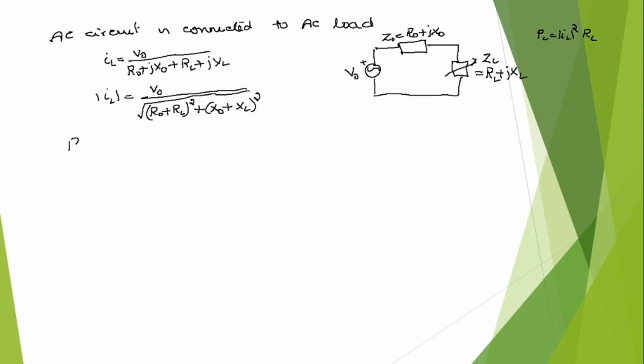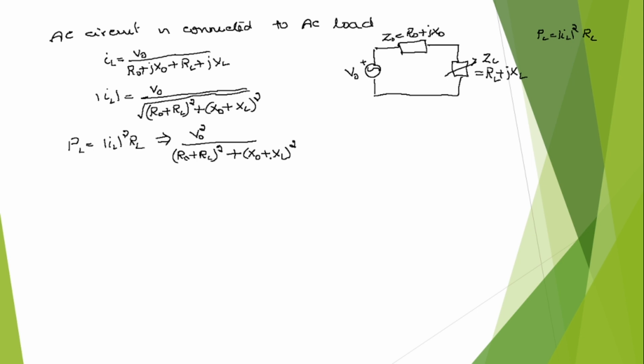So what is the PL? Magnitude of IL square into RL means V naught square divided by R naught plus RL square, square of the square root, so the square root gets cancelled, plus X naught plus XL square. Now in this case, this power consumption depends on RL as well as XL.